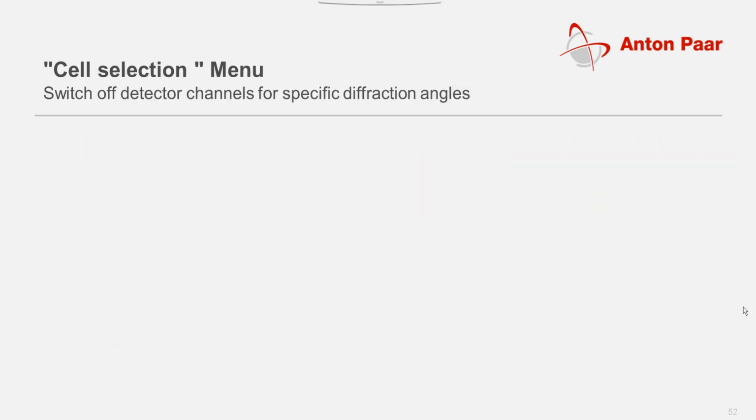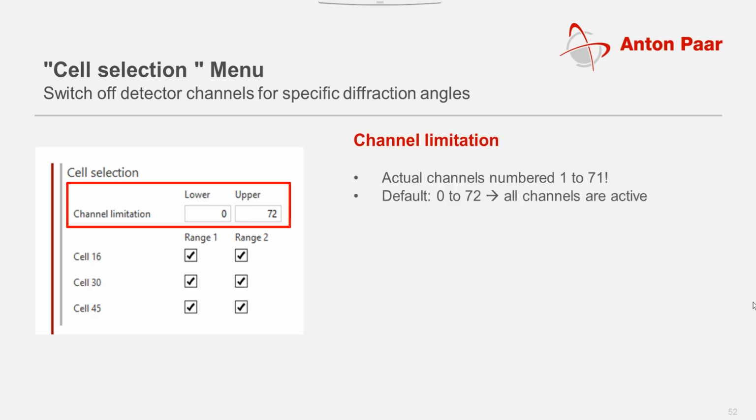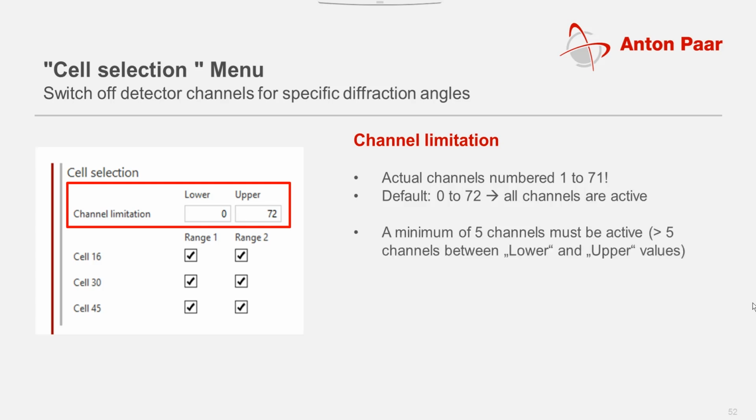The cell selection menu is used to switch off detector channels for specific diffraction angles. The example shown in the slides regards the PSA 1190. You know from the previous slide that actual channels are numbered from 1 to 71. However, by default in the software, it's set from 0 to 72. This is to make sure that all channels are active. Between the lower and upper value, at least 5 channels have to be active.